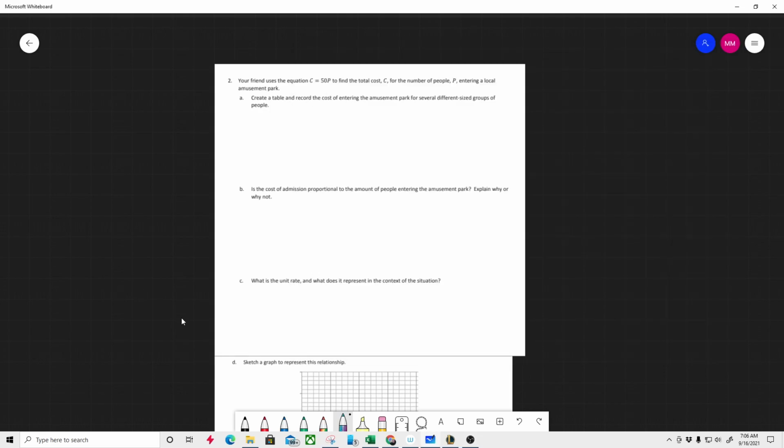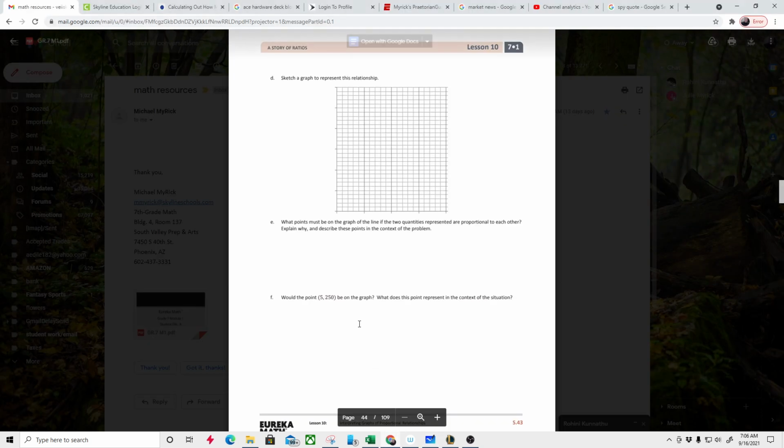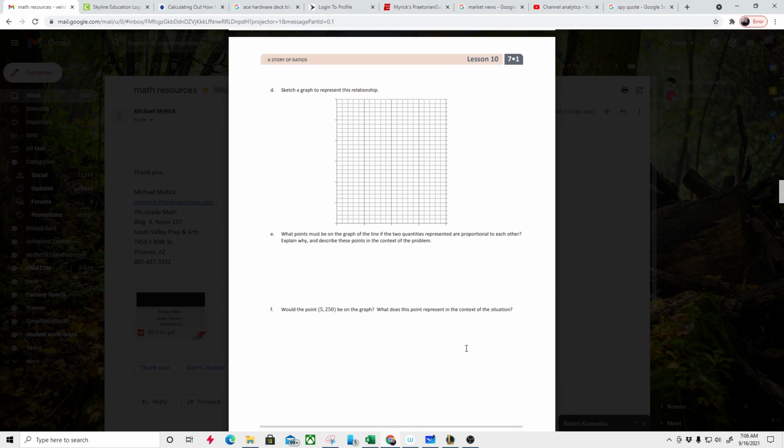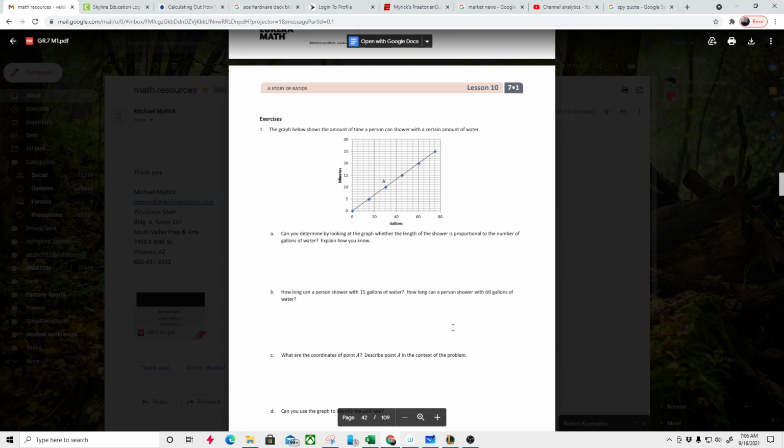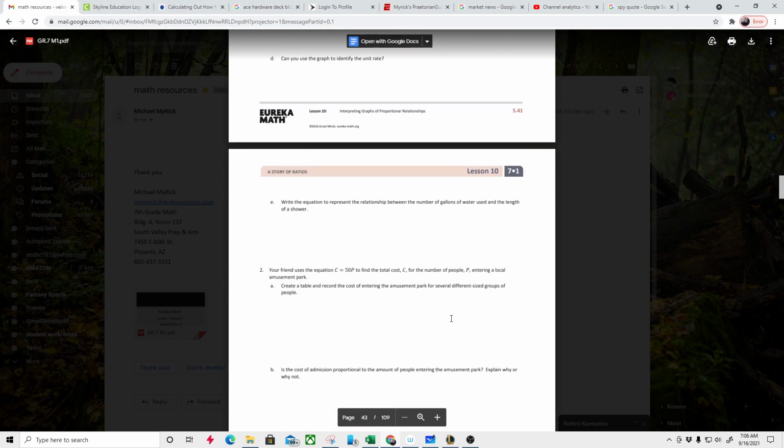I'm gonna go over this. This is page 43 and 42. Most people, we finished through 41 yesterday.